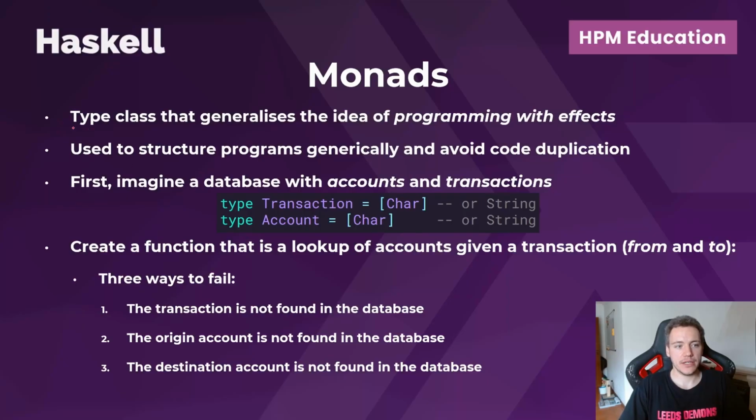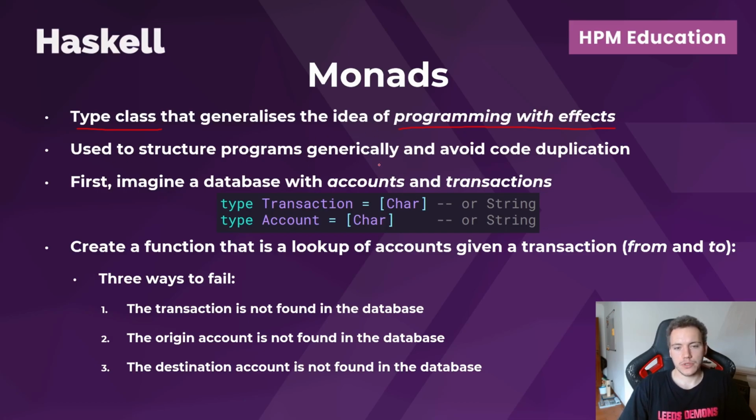Monads are a type class, much like the functor and applicative that we covered in the last two videos. And monads generalize the idea of programming with effects and also chaining operations together. So programming with effects means basically programming with effectful arguments. So the Maybe type has its own effect, the possibility of failure. The IO type has the effect of interacting with other systems. And we'll see how monads generalize this way of programming.